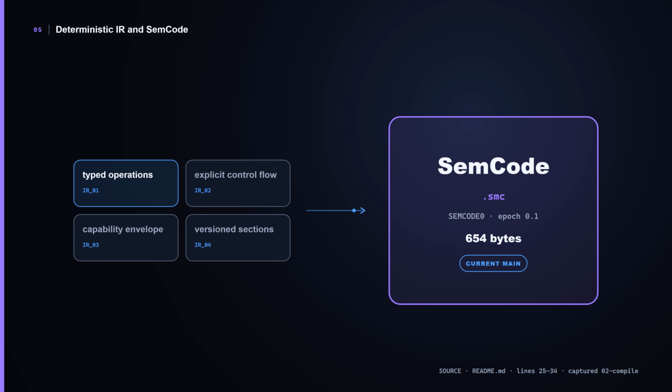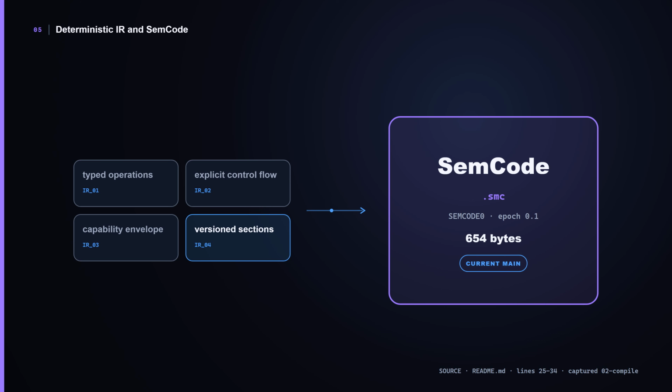After semantic analysis, Semantic lowers the program into deterministic intermediate representation. From there, the emitter creates SemCode, a version .smc artifact. Think of SemCode as the concrete handoff between construction and admission. Source syntax can be convenient and expressive. The verifier needs a bounded artifact with explicit sections, functions, operands, jumps, capabilities, and a declared header family. The canonical documentation shows the compiler producing a .smc file before verification and execution.